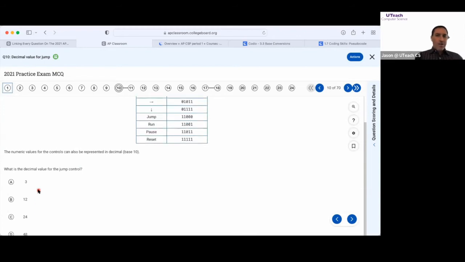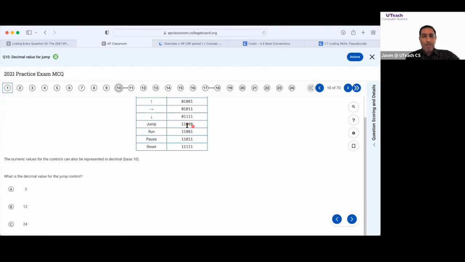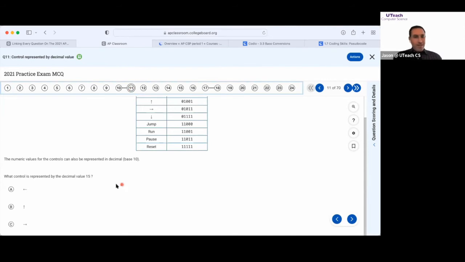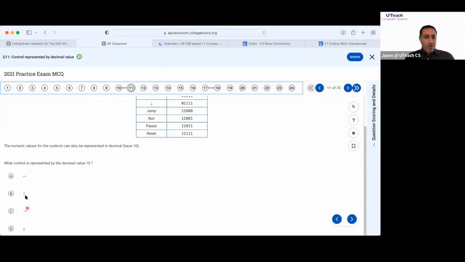Now, if your students wanted to, they can go work backwards. They can convert 3, 12, 24, and 48 into binary and see which one matches the jump binary. All right, but once again, it's going to be hard to do that in 90 seconds unless they're really good at doing their conversion. Now, number 11, similar. Now it's going to say what control is represented by 15. So here the students will have to turn 15 into binary and then see which one it is, and then which one's the correct answer.